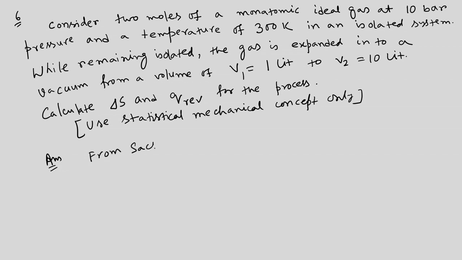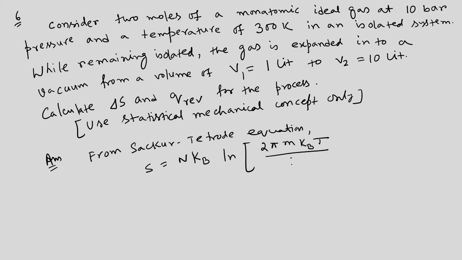So, from Sackur-Tetrode equation, we know the expression of entropy S is N times k_B, where N is the number of particles, k_B is the Boltzmann constant, and then you have logarithm of (2 pi m k_B T by h squared) to the 3 by 2, V by N, and e to the 5 by 2.